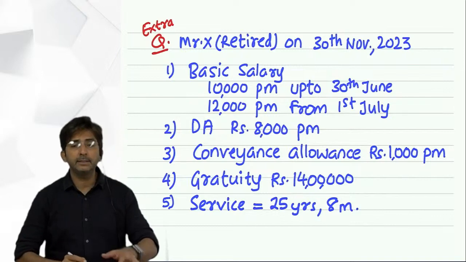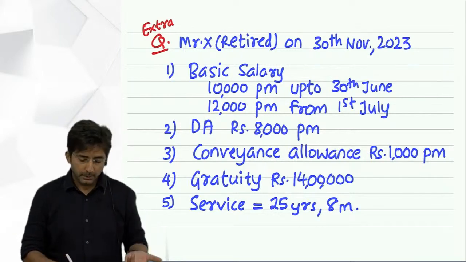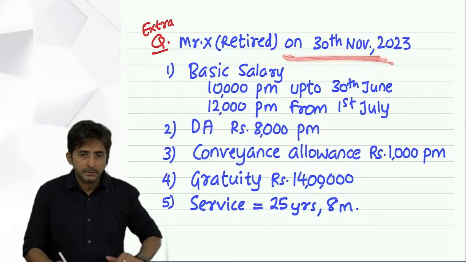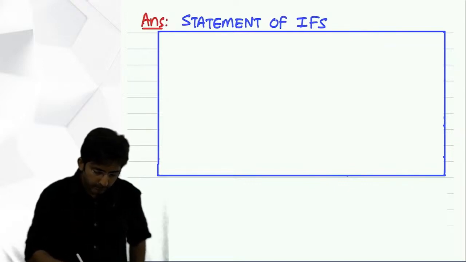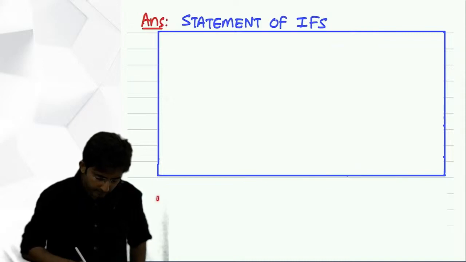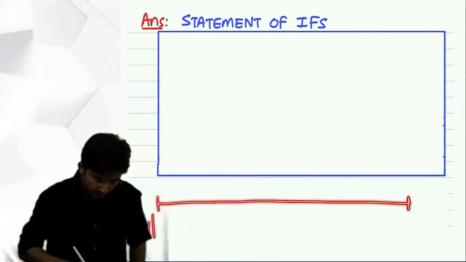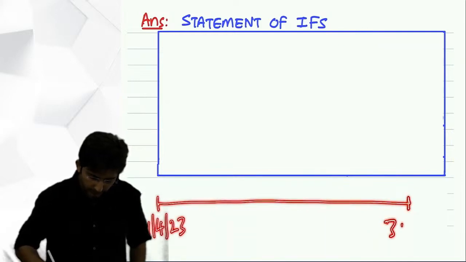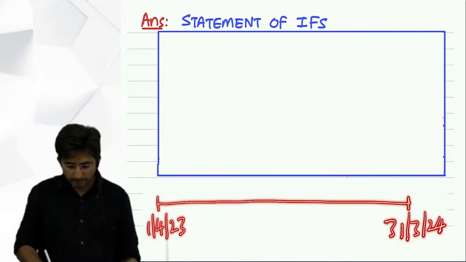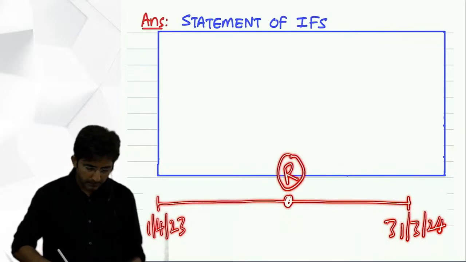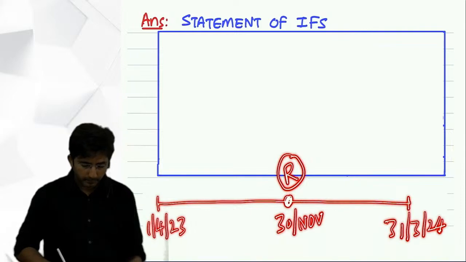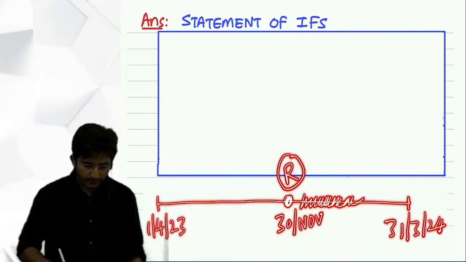Otherwise, by mistake, what will you do? Anything which is given per month, you will multiply by 12 months. But if you retire, you will not get salary after retirement. So why 12 months? So see, I have done here, look. First April 23, 31st March 24. This is our previous year, okay? In that he has retired on 30th of November. After retirement, you don't get salary.